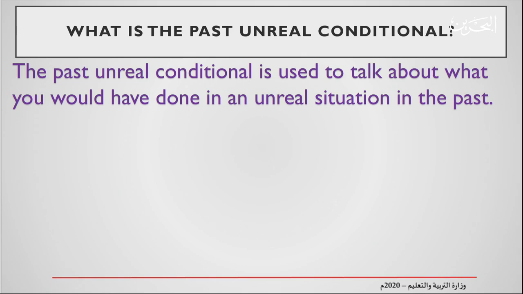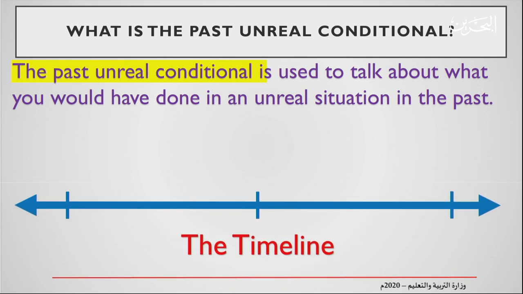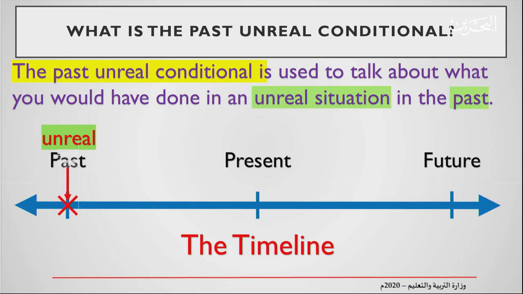So, let me explain it a bit further. The past unreal conditional. Let me pull up the timeline where I have the present, the past, and the future. It's used to talk about what you have done in an unreal situation in the past. So, the unreal situation is here, where it is impossible for anybody to change the past.